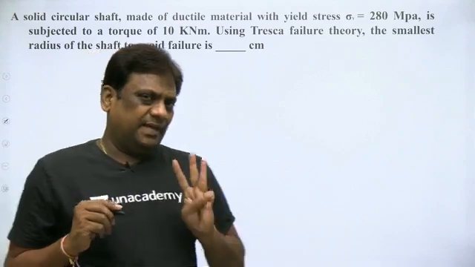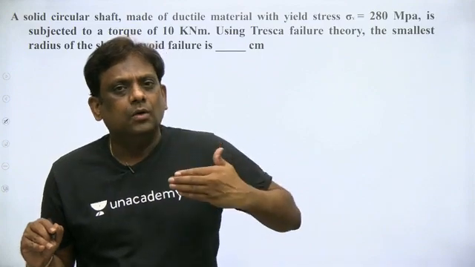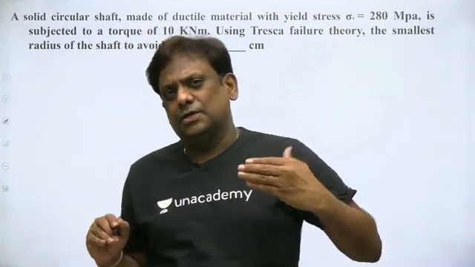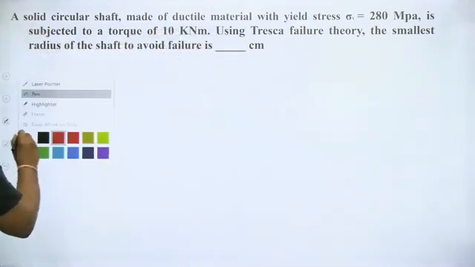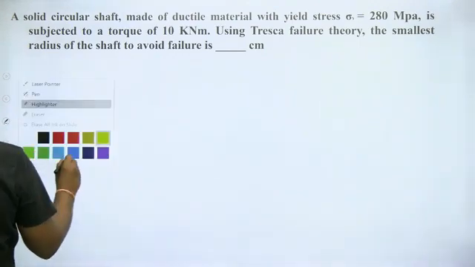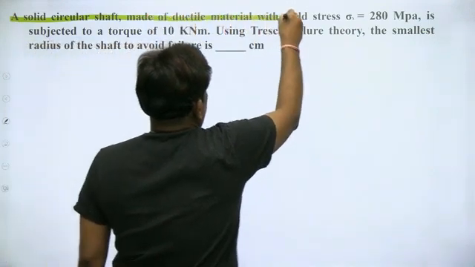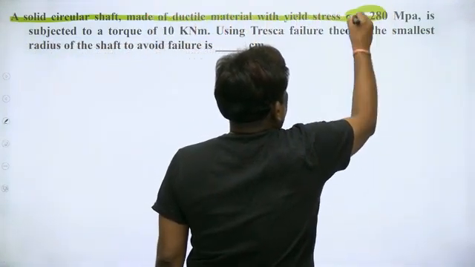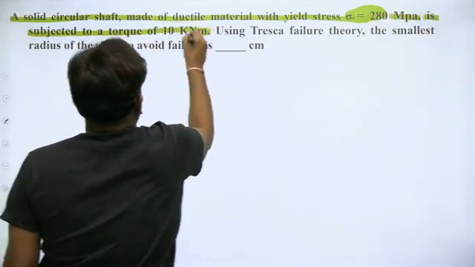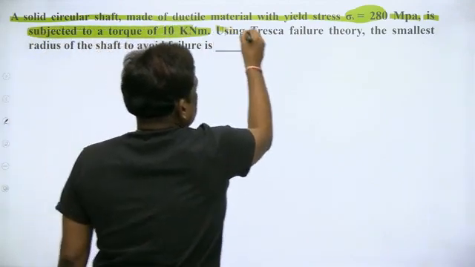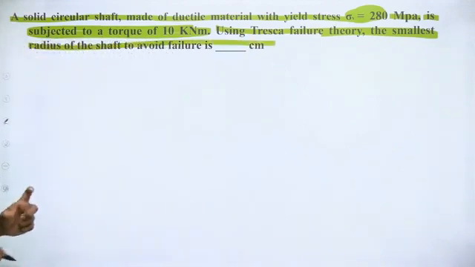So I'll take up 3 questions and you'll get a good idea of how the failure theories are applied to some practical questions. Okay. A solid circular shaft made of ductile material with a yield stress in tension as 280 megapascal is subjected to a torque of 10 kilonewton meter. Using Tresca failure theory, the smallest radius to avoid the failure is.